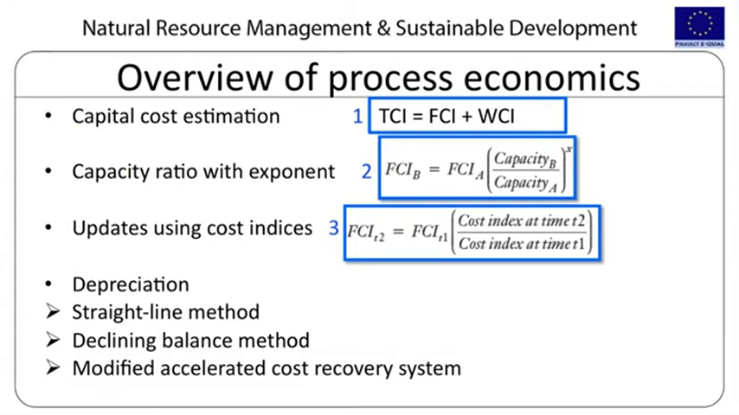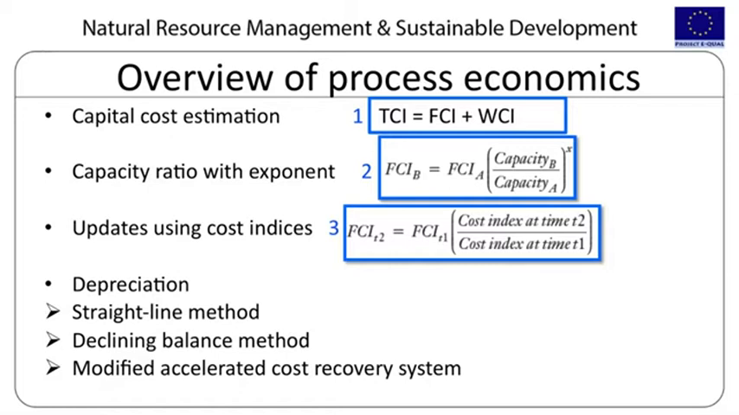Total capital investment, that is TCI, consists of fixed capital investment and working capital investment as given in equation 1. During capital cost estimation, if data regarding fixed capital investment is available for different capacity, it is normalized by equation 2 using capacity ratio and its exponent x. Time value of capital cost is normalized according to equation 3 using a cost index, say the chemical plant cost index or CPI value.